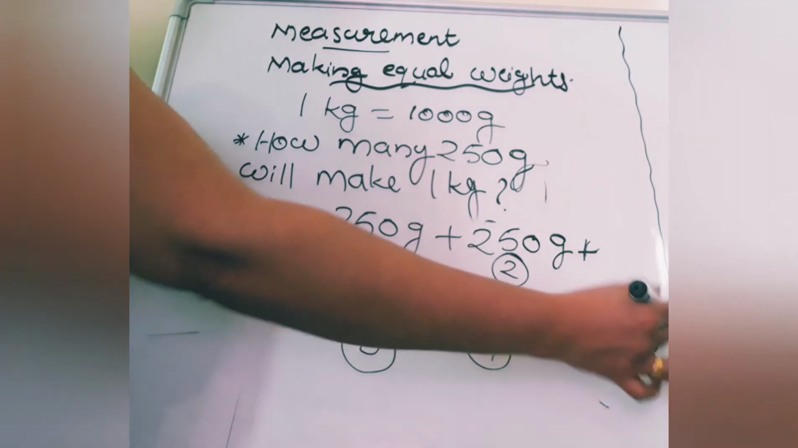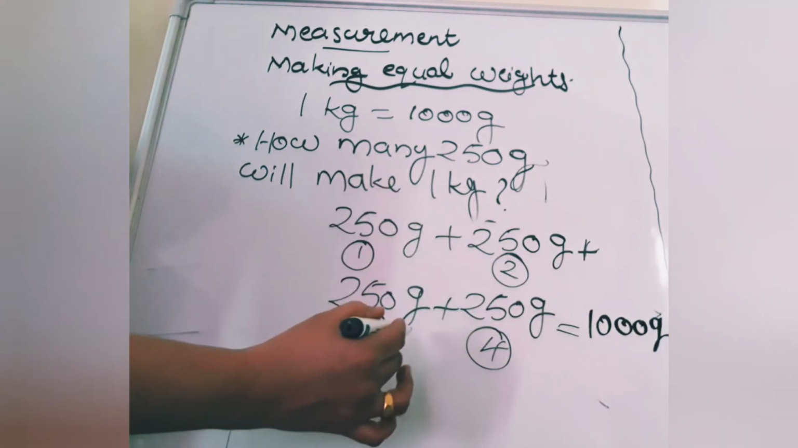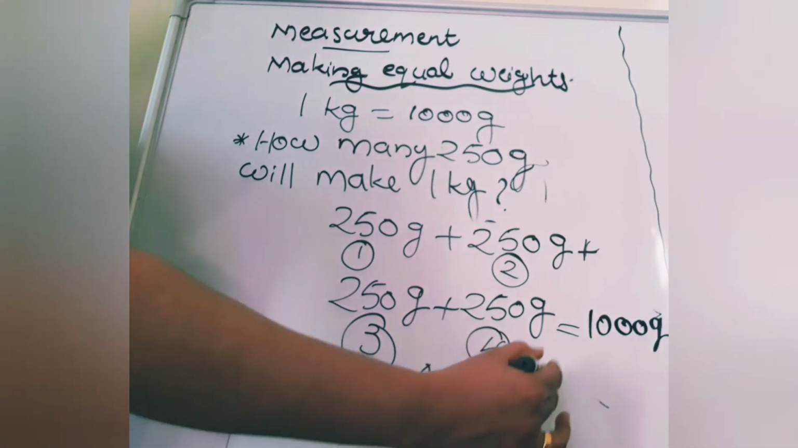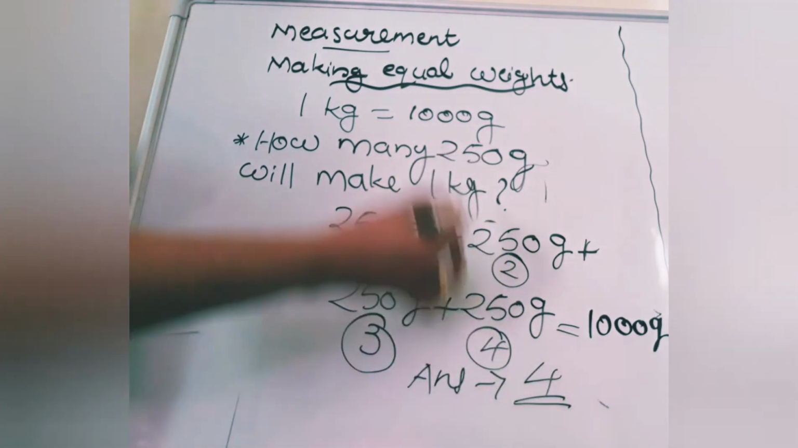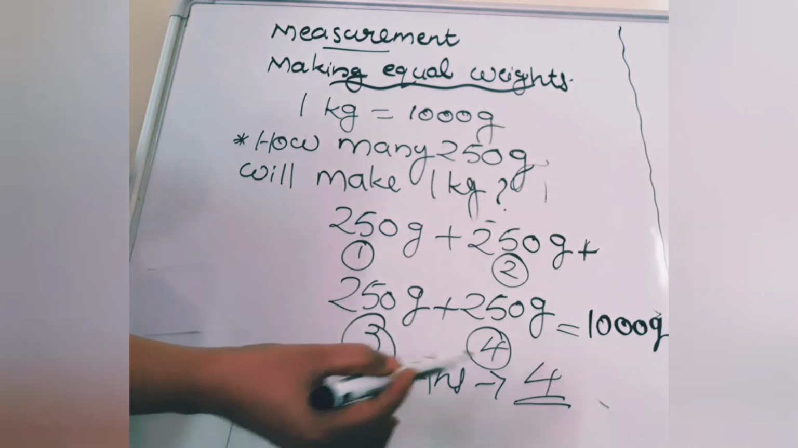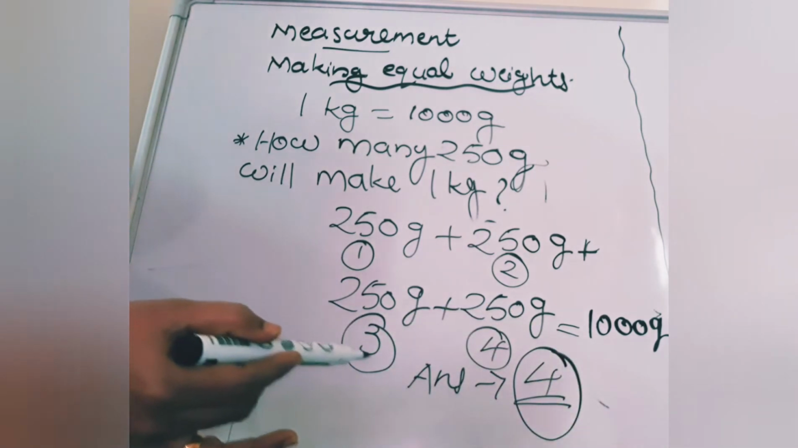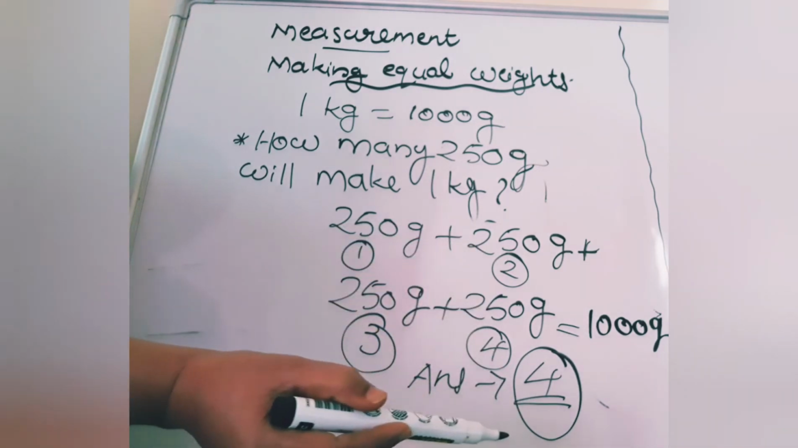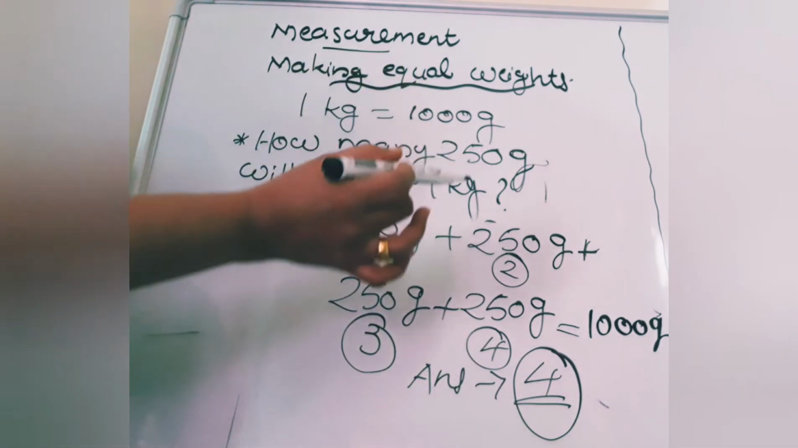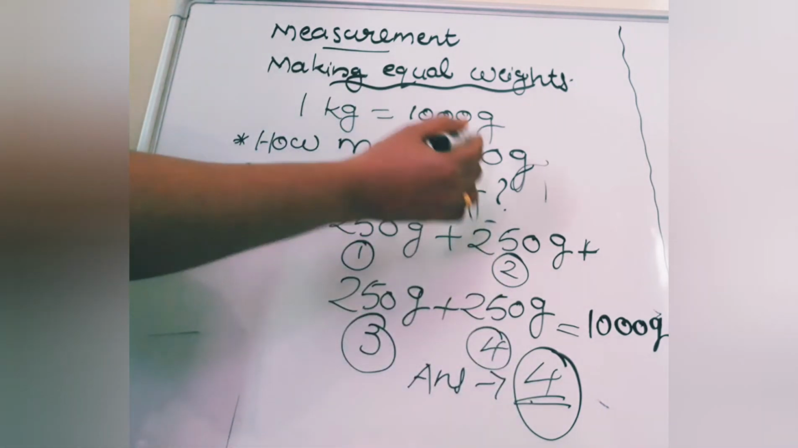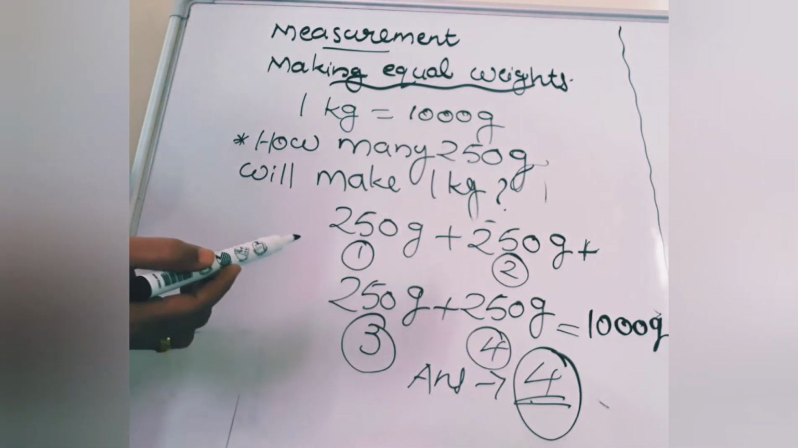That means 1000 gram means 1 kg. So answer is 4 times. 4 times 250 gram is equal to 1000 gram. So here answer is what? 4 times. Remember, 2 times 500 gram is equal to 1000 gram. 5 times 200 gram is equal to 1000 gram. 4 times 250 gram is equal to 1000 gram.